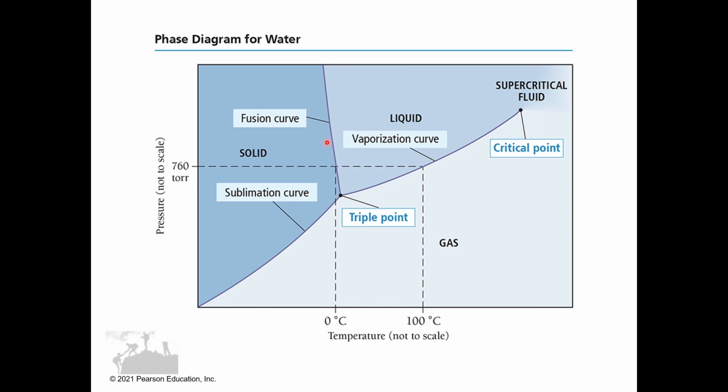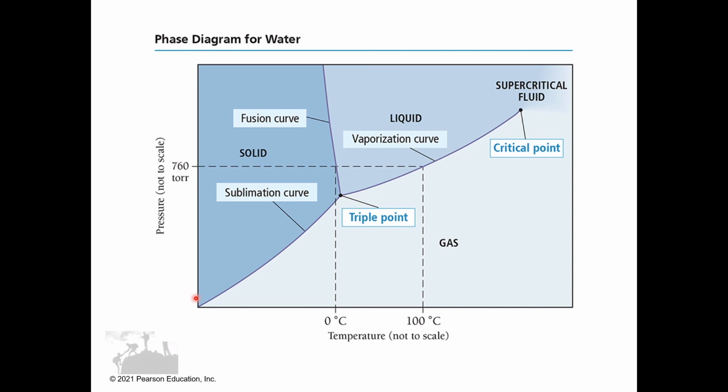Okay, we see our three lines separating out the three different phases, and we have our triple point where the three lines intersect. Okay, so now when you take a look at this fusion curve, for example, along this curve we can say that the solid and liquid phases are at equilibrium. Same thing for the sublimation curve. The solid and the gas phase along this line, they are in equilibrium.